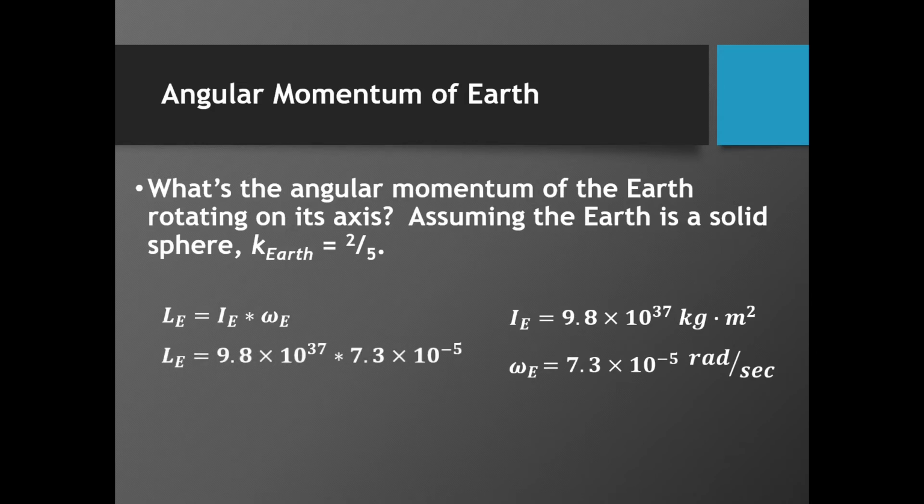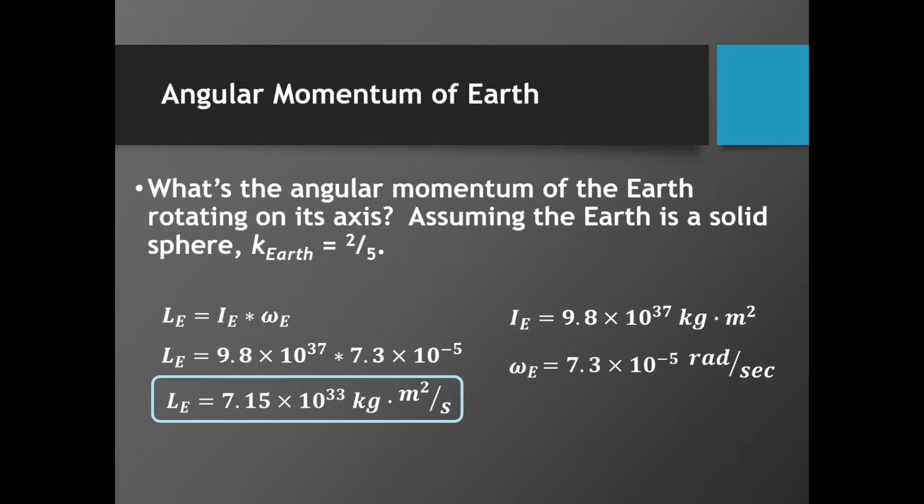And you get 9.8 times 10 to the 37 times 7.3 times 10 to the negative 5th, and you get the angular momentum of the Earth as it's spinning on its axis is going to be 7.18 or 7.15 times 10 to the 33rd kilograms meters squared per second.